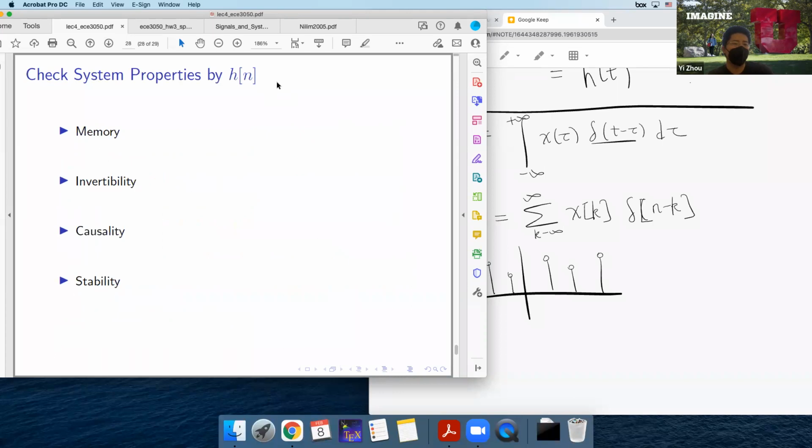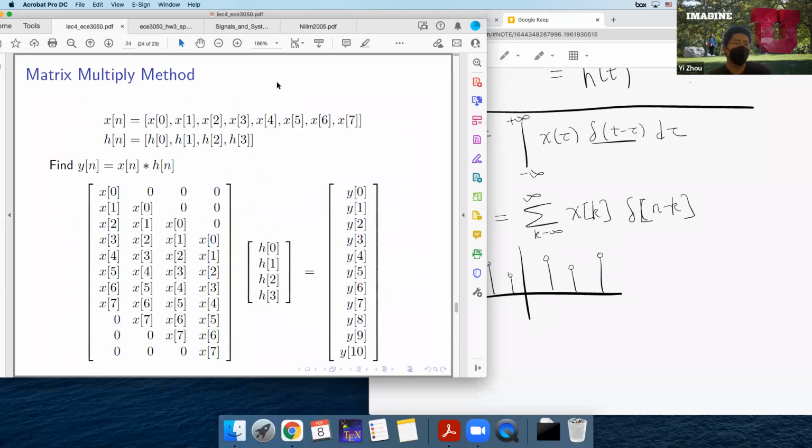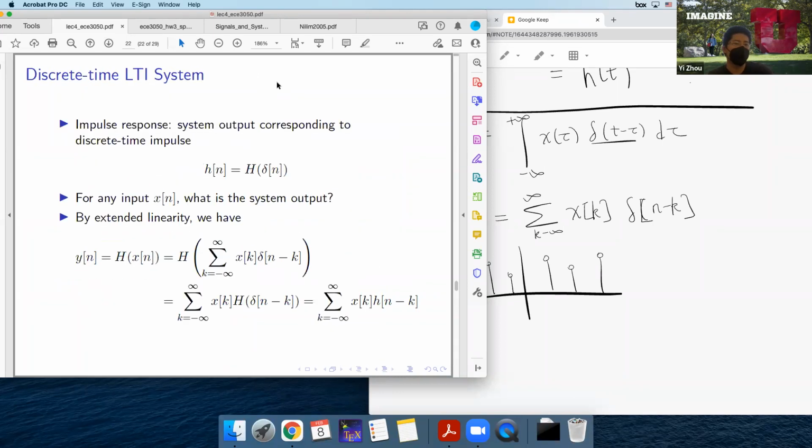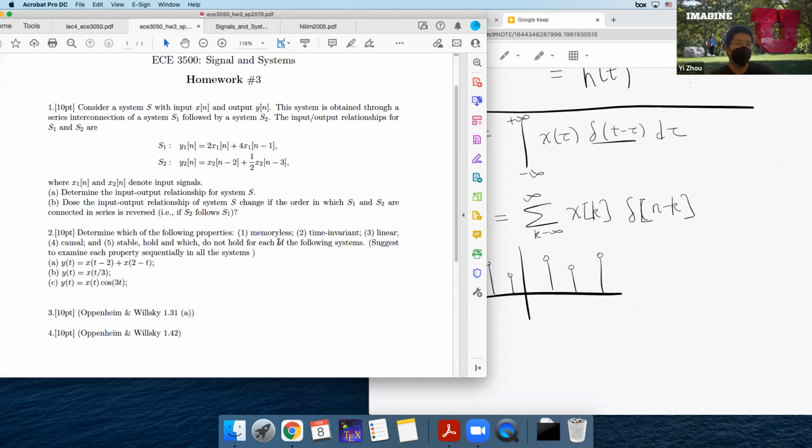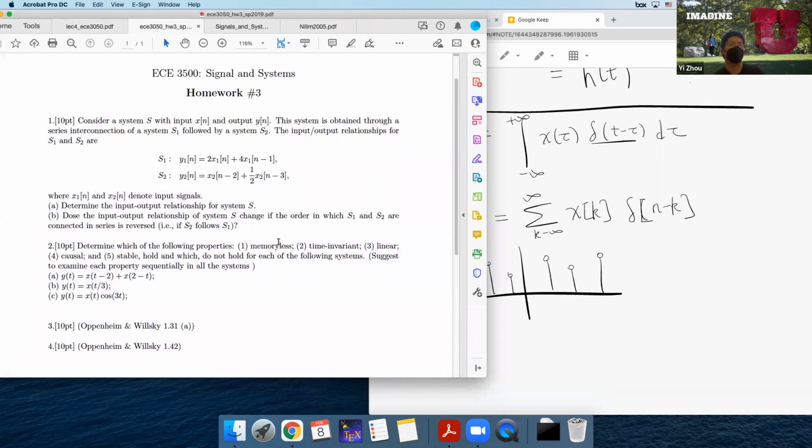Okay, so I think that's all for lecture 4. Any questions for this? If there are no questions, we can quickly turn to homework 3 and see if you have any questions for this one.